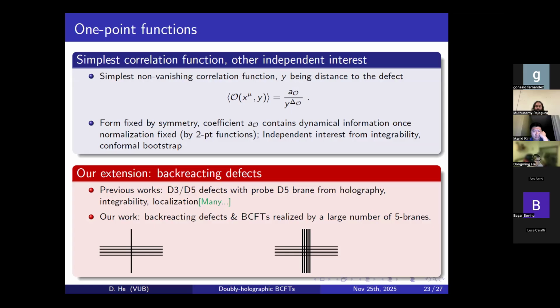And actually, a lot of computations have been done for D3-D5 defects, but they focus on the quench limit, where the defect is engineered by a single D5 brane. But in our case, because we study the holographic limit, the D5 branes are fully backreacted, as in the question I was asked before. So we have a lot of D5 branes, and this has not been studied by people before. But the saddle point distribution has been derived with our method.